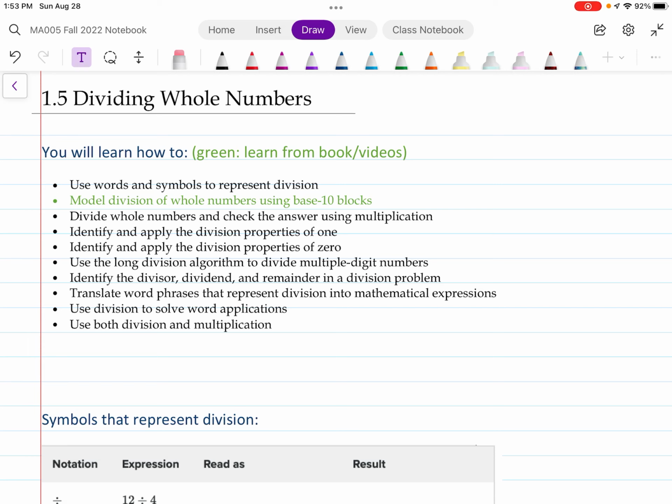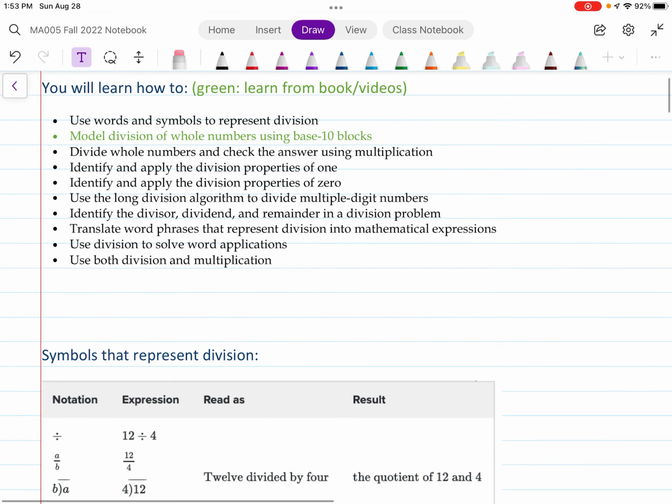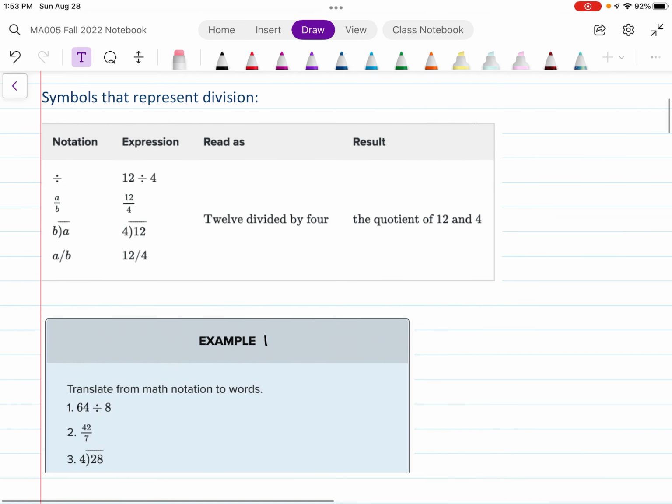So here are all of the objectives that I'm going to talk about right now, so this is probably going to be a little bit longer video. All right, so starting with symbols that represent division. There are 4 different things that we're going to talk about here.